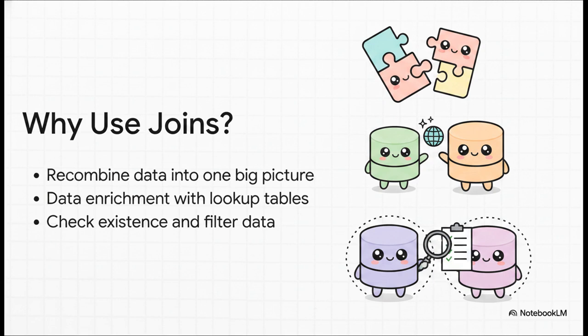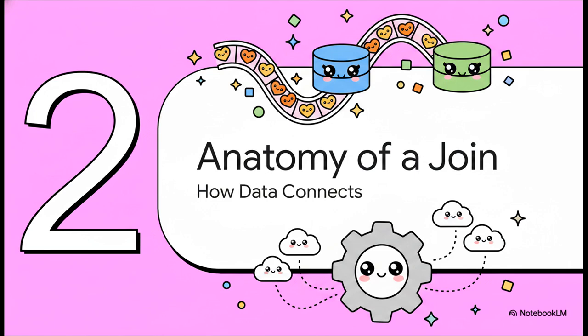First, obviously, to recombine that fragmented data into one big, cohesive picture. Second, for data enrichment, like using a lookup table to quickly attach country codes to a customer list. And third, to simply check if data exists, like, say, filtering your view to only show customers who actually placed an order this month. Moving on to part 2, the anatomy of a join.